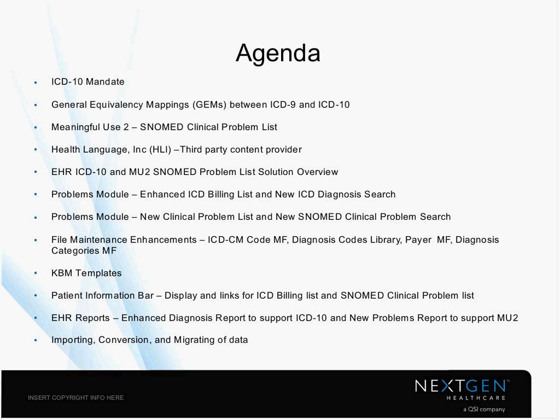Then we'll talk about some meaningful use 2 stuff for SNOMED, the clinical problem list, and how we're going to meet those requirements as an organization. Hank will talk about as well, and what they're going to bring to the table for us. They're a third-party content provider that are going to help us bridge, set us up GEMS and synonyms and some other neat things.